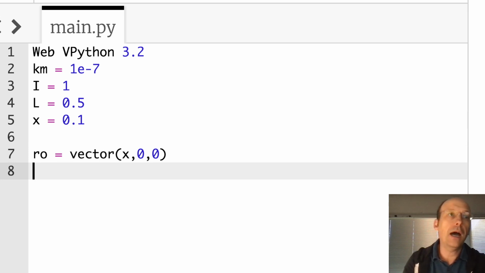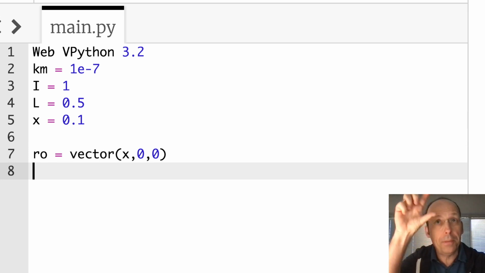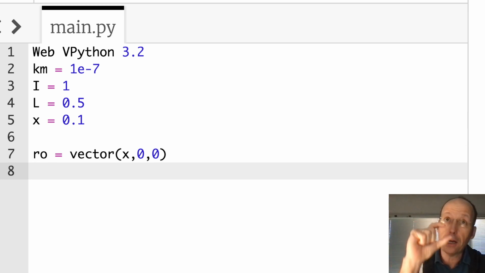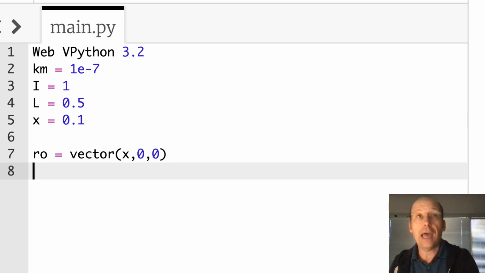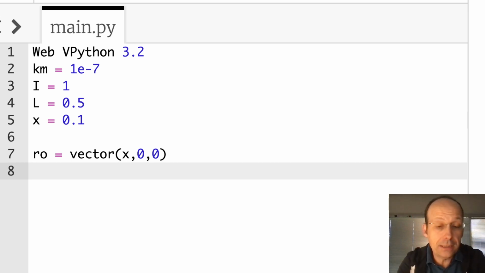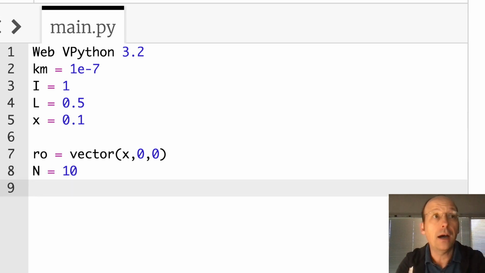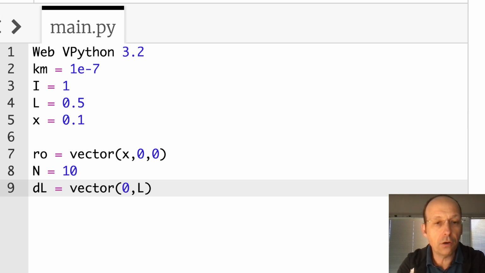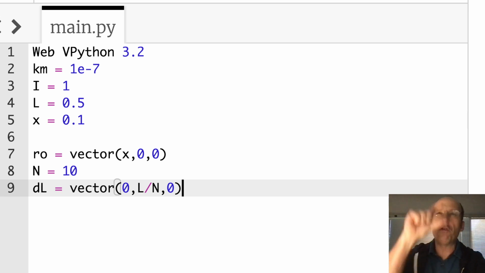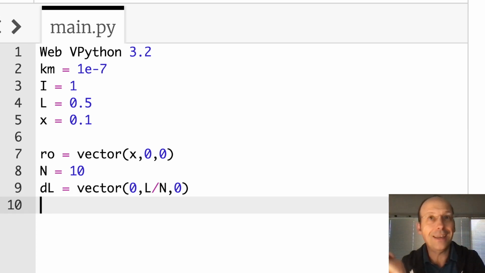Got that. What I'm going to do is to break my wire into a finite number of pieces instead of an infinite number of pieces. I'm going to calculate the magnetic field due to each piece and then add up all the magnetic fields. So I need to know how many pieces. Let's say that's 10. And then I can write my dl as the vector. That's my length, right? It's going to be a vector, 0, L over n, 0. And then IDL is a vector too.